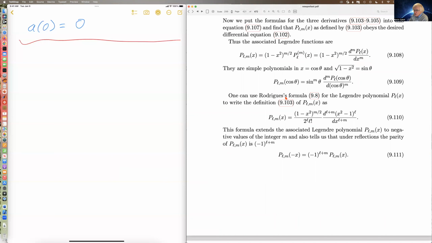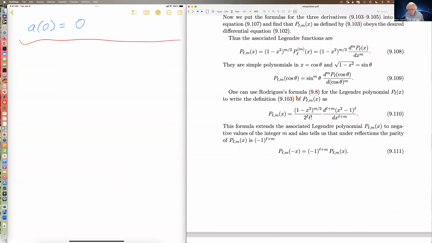And we can again apply one of the Rodrigues tricks. We already know that P_L was an Lth derivative of this thing. And now we see that P_LM is the mth derivative of that. So we get a Rodrigues-like formula, namely that P_LM is proportional to the (L plus m)th derivative of x squared minus 1 raised to the power L, and the factor of proportionality is, apart from a constant, m powers of sine theta.